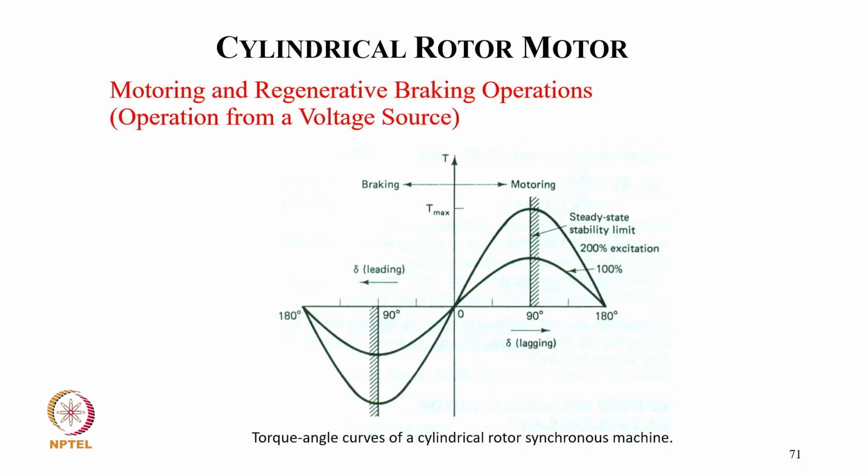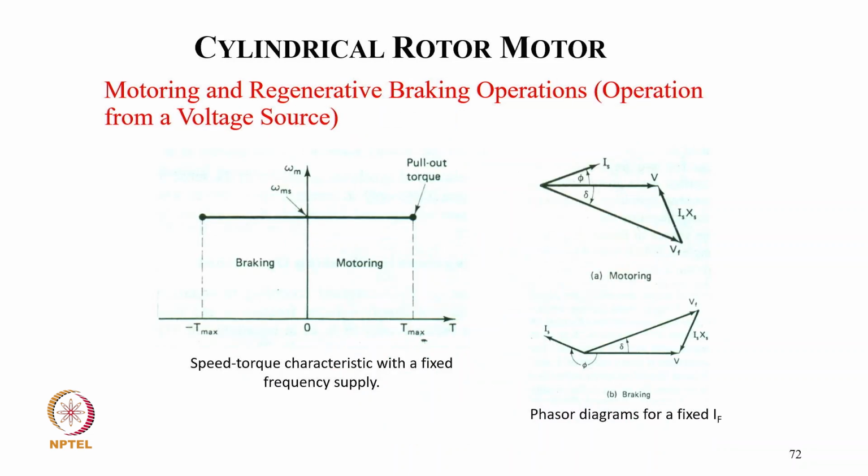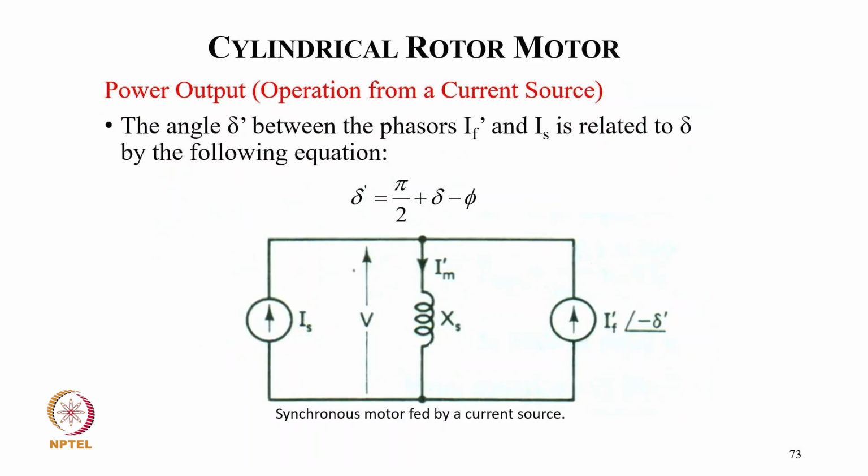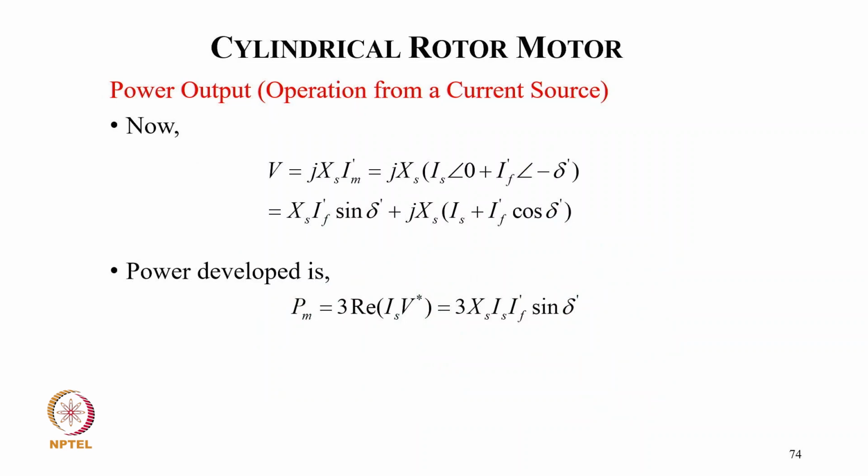And these are typically what you can call your power and torque versus your power angle. You can see for motoring as well as for generating, stable and unstable modes. And this is typically the motoring and regenerative braking, how it goes positive and negative torque, and the phasor diagram corresponding to motoring and generating. Then typically the angle delta dash between the phasor of IF dash and IS, in relative terms, is delta dash equal to pi by 2 plus pi minus phi. As you can see, IF dash at the angle minus delta also acts as a current source.